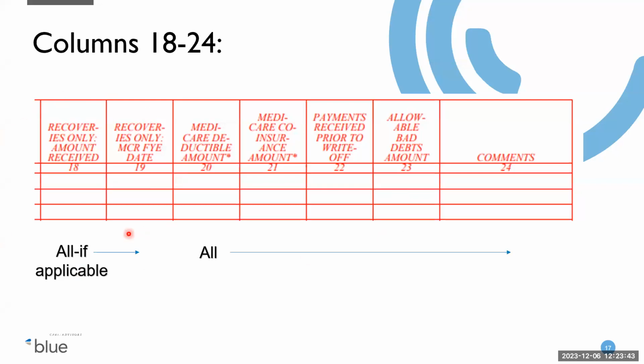So these recovery columns are going to be for accounts you previously claimed in prior years, and also for payments that you received in the current year, but after the account was written off to Medicare bad debt. And then column 23 is going to be the final amount that you're trying to claim as Medicare bad debt. So essentially, you're totaling up deductible plus coinsurance, subtracting out any payments that you received prior to write-off, and also any payments that you received as a recovery. And that is going to give you your total amount in 23.